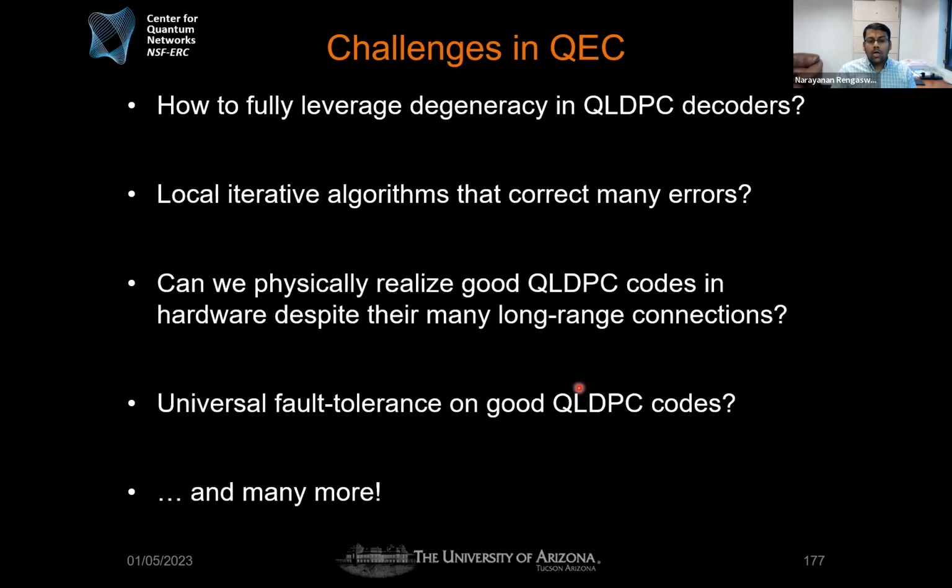So some closing thoughts. Degeneracy is a key advantage in the quantum case, but we haven't found good ways of exploiting it efficiently. And can we construct efficient algorithms that correct many errors? That's an open problem. How do we take these recent quantum LDPC constructions and build them in hardware? That also seems quite challenging, but they will be necessary in the long term to build scalable systems. And finally, can we get to universal fault-tolerant operations on these LDPC codes? These are all very much open problems that have an equal amount of importance both in quantum computing as well as quantum networking and repeaters.